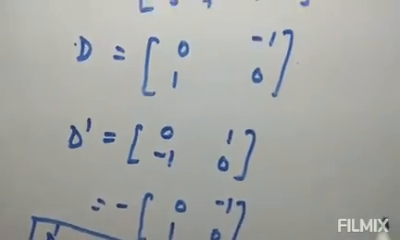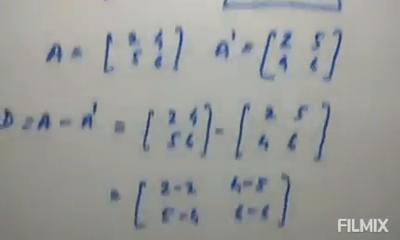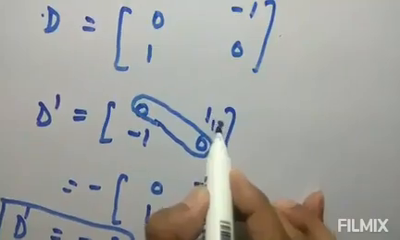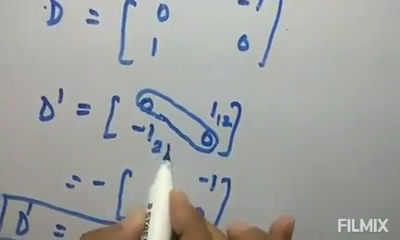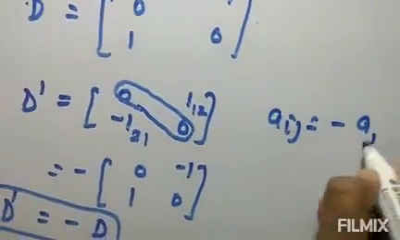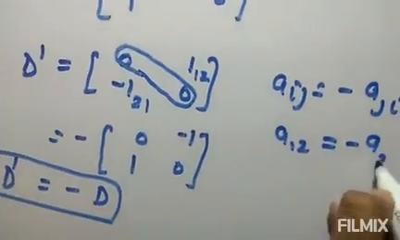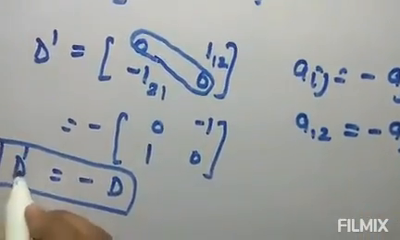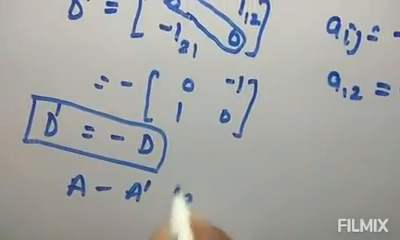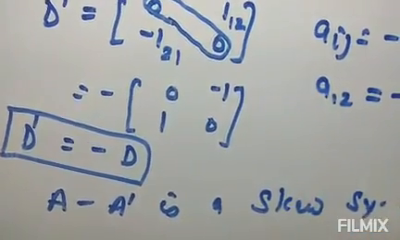Also know that in skew symmetric, diagonal elements are always 0, and this one is the 1 2 place, this one is the 2 1 place. In both cases aij equals minus aji, meaning a12 equals minus a21. So in this case D dash equals minus D. So A minus A dash is a skew symmetric matrix.